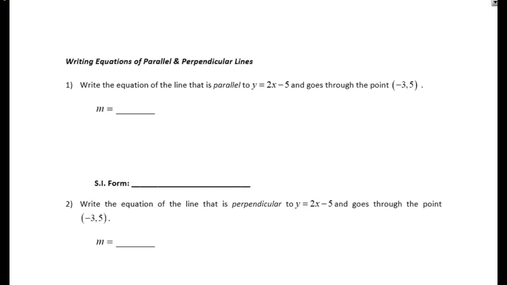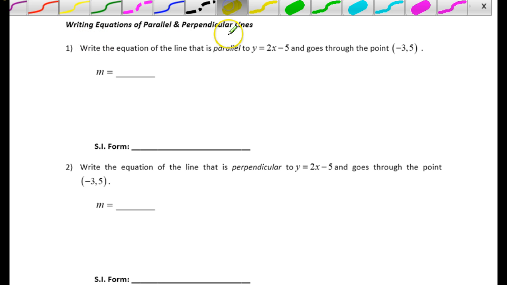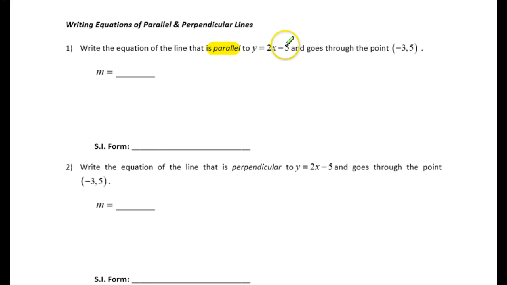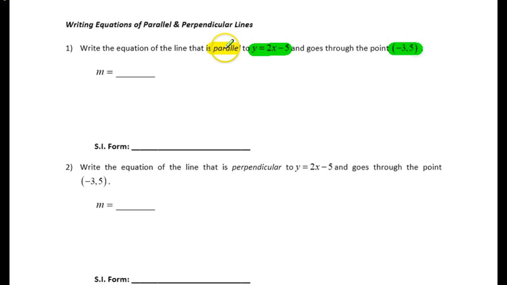Okay, so here's how we're going to use that information to solve these problems. Now we're going to write equations of parallel and perpendicular lines. We've been writing equations all chapter. Now we're going to write equations of parallel and perpendicular lines. So problem 1 says, write the equation of the line that is parallel to y equals 2x minus 5 and goes through the point (-3, 5). So look at all this information they give us. They want it parallel to this equation, goes through this point.